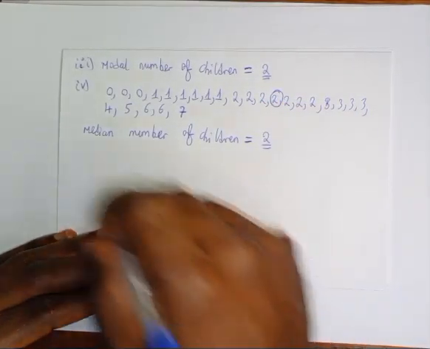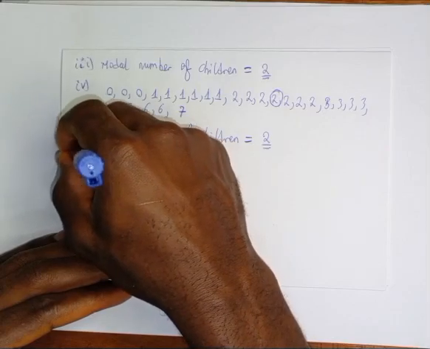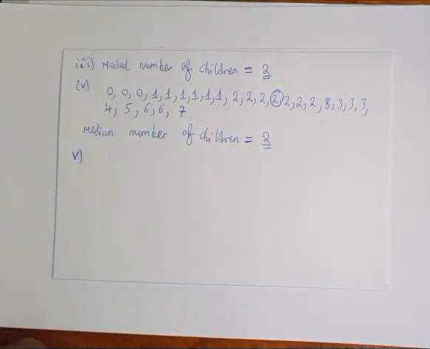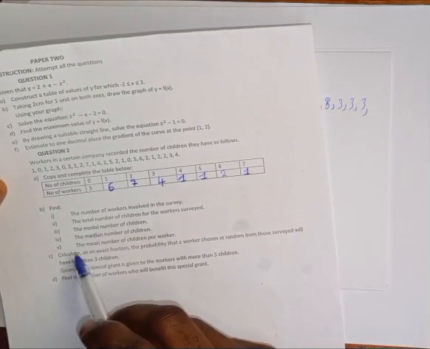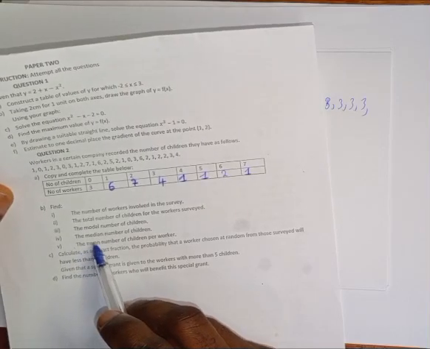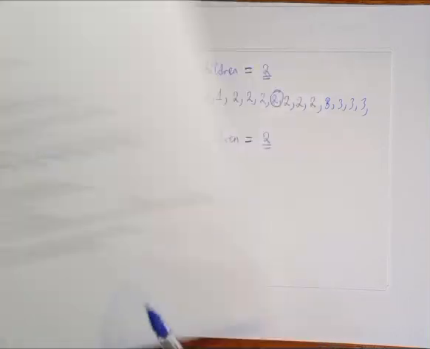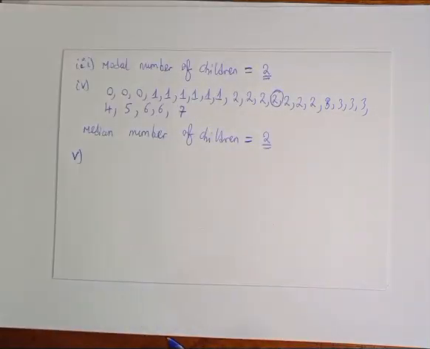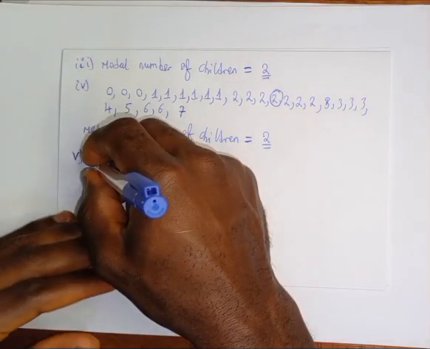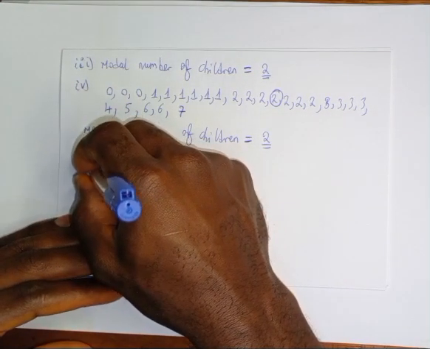Now we go to 5. 5 is asking us to find the mean number of children per worker. The mean, that means the average. Mean number of children.